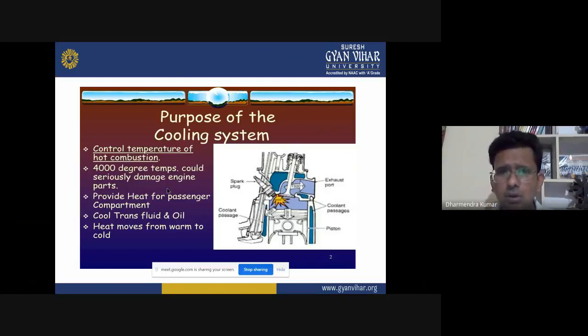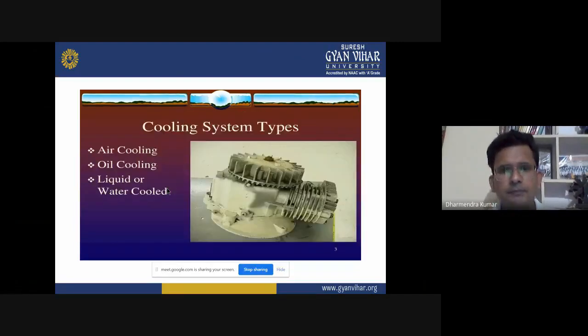Either we use an air cooling system, or we use a water cooling system. Now there are three types of cooling system which we generally use in any automobile, like a goods vehicle or any passenger vehicle. First one is air cooling, then oil cooling, and third one is water cooling or liquid cooling. Now let's discuss them one by one.